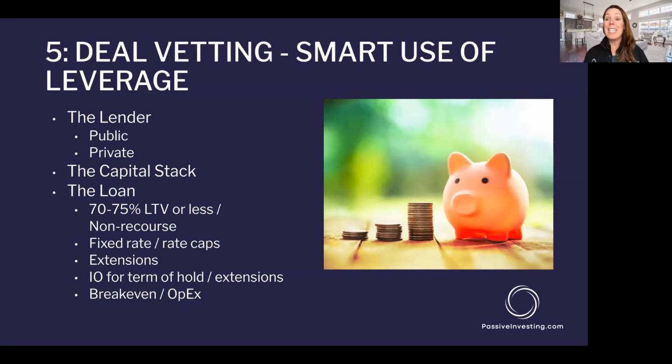Unless the business plan is to hold it, then it maybe makes sense to pay down the equity in the deal. But if you're trying to sell in 5 to 7 years, why pay down the equity on the deal? You're just giving more money to the banks. And then taking a look at that break-even operational expenditures, making sure that break-even calculation has taken into account the debt.